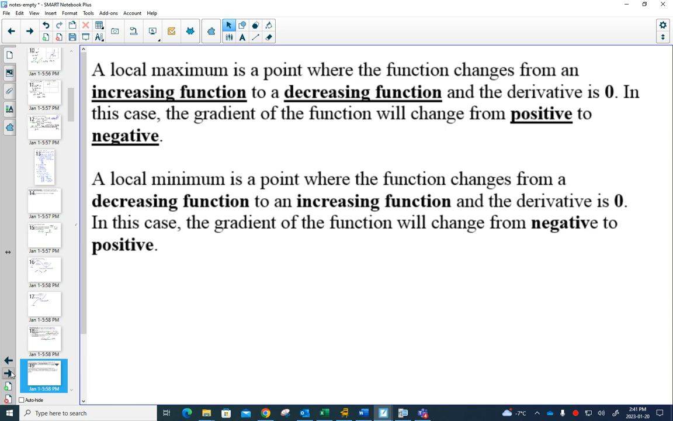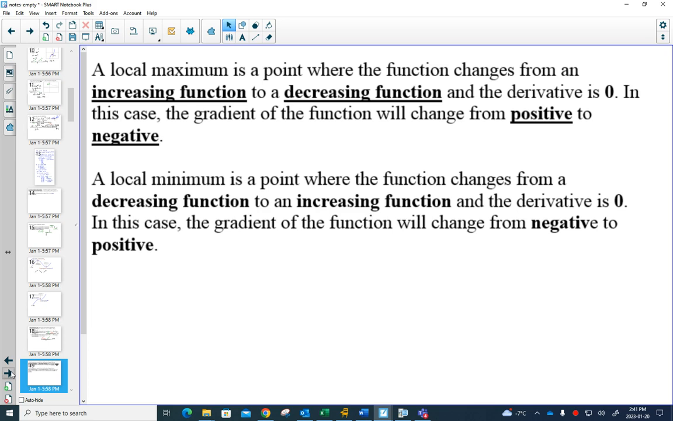to show a maximum. It is also not enough just to find that the derivative is 0. Because if its derivative is 0, it could be a stationary point of inflection. It could be a minimum, could be a maximum. So you always need to show two things.